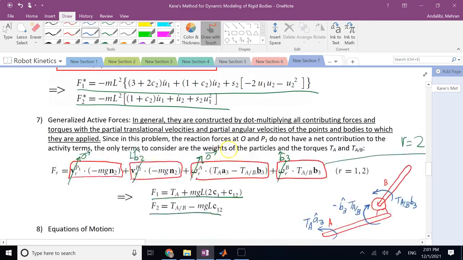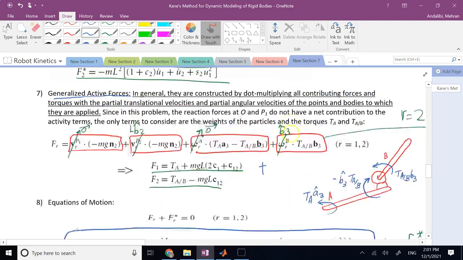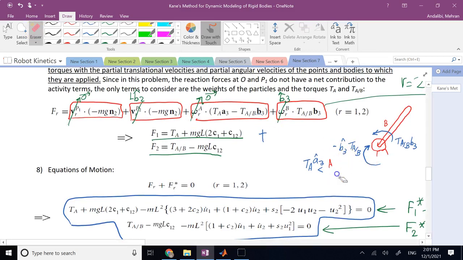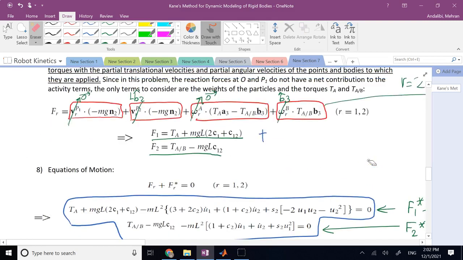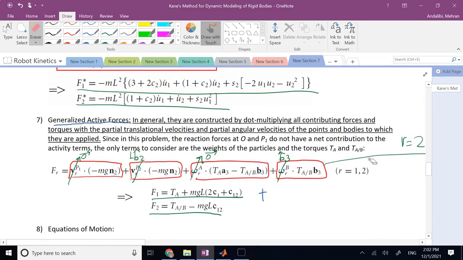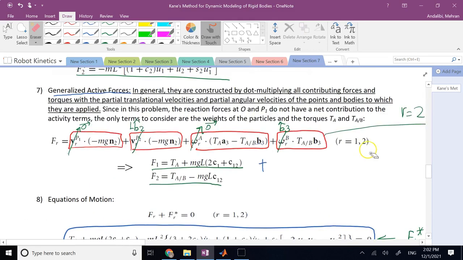No change. The only thing you need to change is the active forces, because now you have some extra term that you should add to your active forces. Now you have this new force, right? Fxn1 and Fyn2, and that is applied to a place for which the motion is called Vp2. So now you have to add what to it?